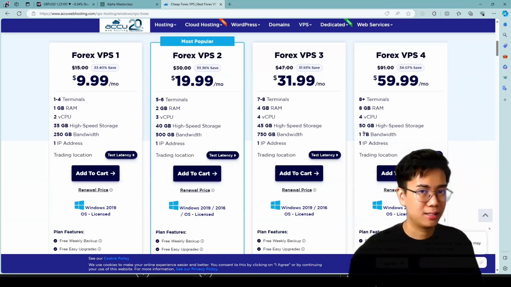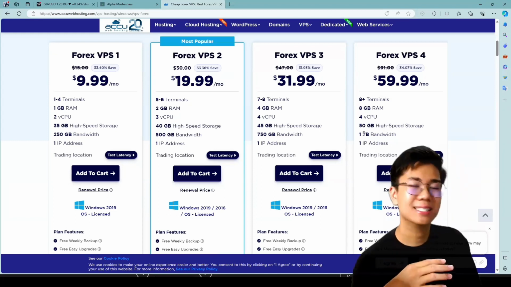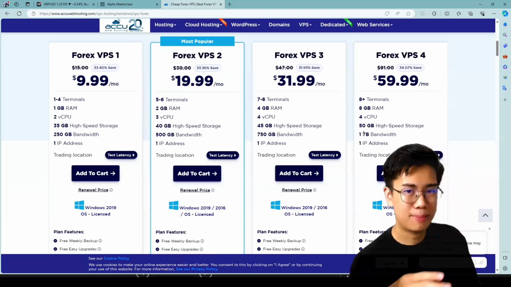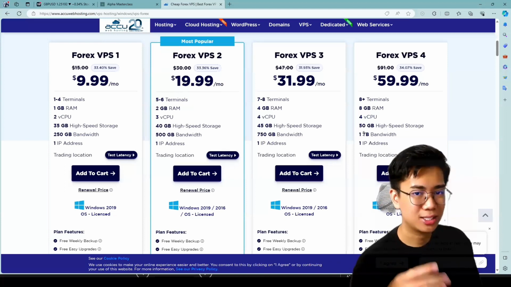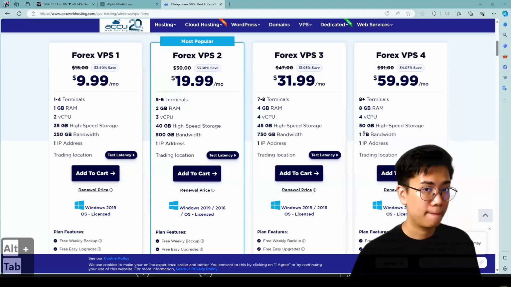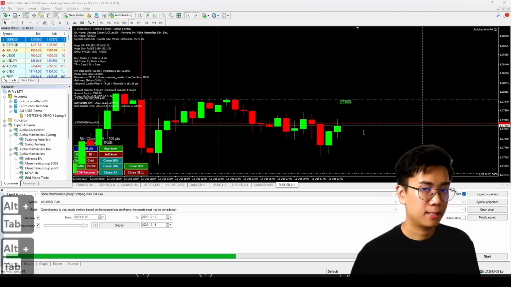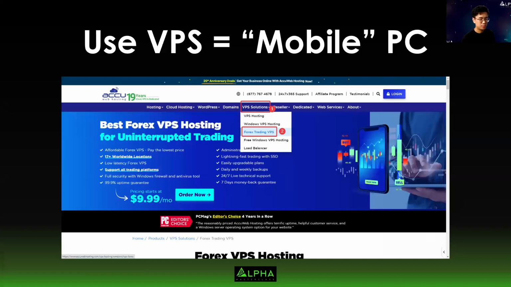VPS, no need. Something like TeamViewer, yes. Something like AnyDesk, yes. But this is even better than TeamViewer; AnyDesk means your computer doesn't need to be on. You can just turn off your computer and still access it from your phone. Can use MetaTrader VPS, not recommended. Not so robust, not good enough.